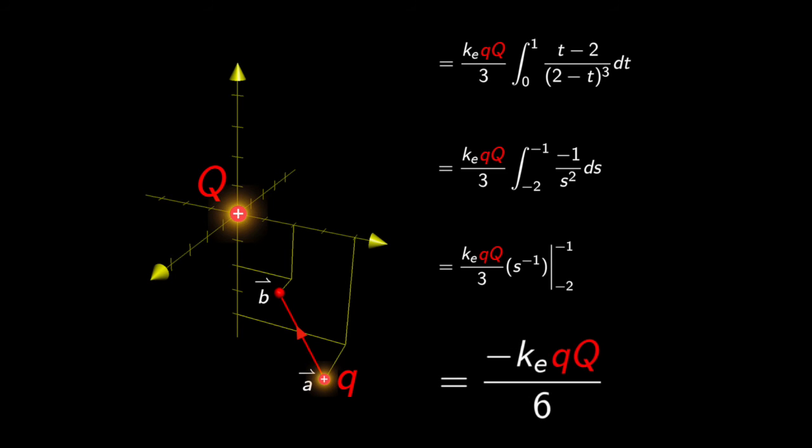Evaluating, we find that the work done is equal to minus k_e little q big Q over 6. As a sanity check, the answer should be negative, since the electric force is pushing back against the direction of motion.